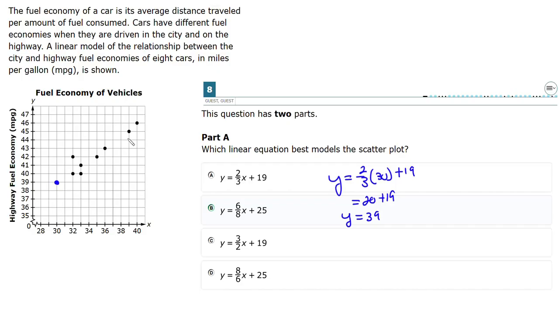So then let's go ahead and pick 39 for x. So y equals 2/3 times 39 plus 19. 39 divided by 3 is 13, times 2 is 26, and 26 plus 19 is 45. So when x is 39, y is 45, and that's right here. And then we can go ahead and sketch our line. And we can see that that makes a pretty good line of fit for this scatter plot.